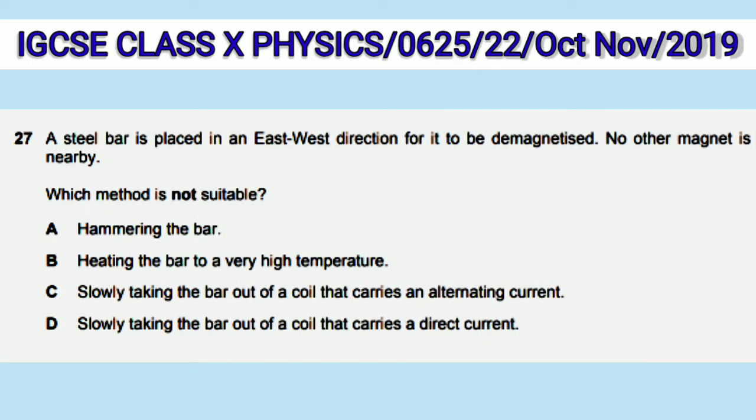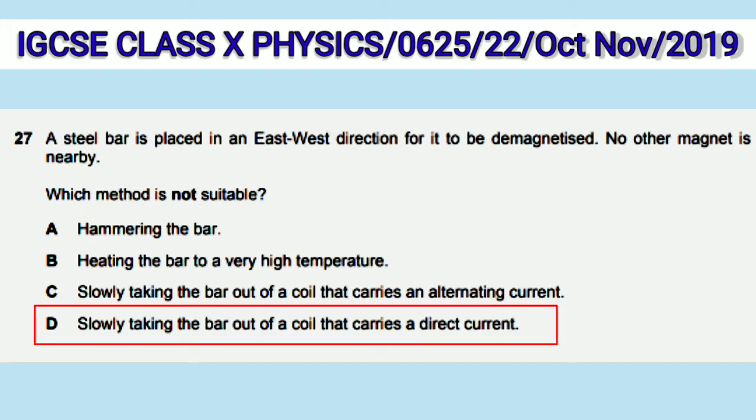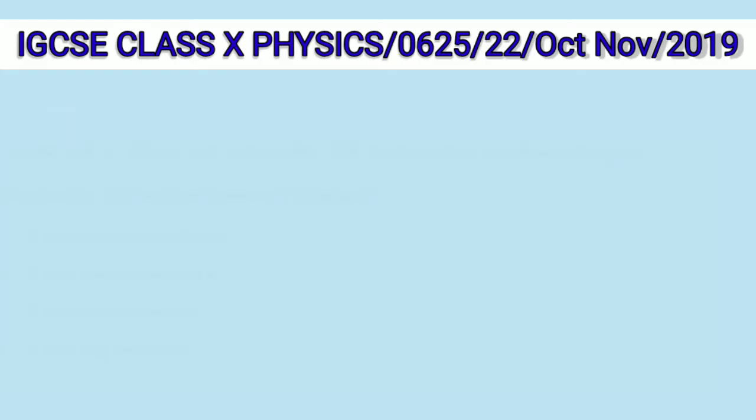Question number 27. A steel bar is placed in east-west direction for it to be demagnetized. No other magnet is nearby. Which method is not suitable? The correct answer here is option D. Slowly taking the bar out of a coil that carries a direct current will actually magnetize it. So this method is not suitable to demagnetize the steel bar.